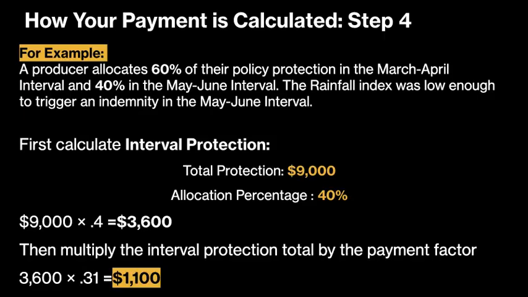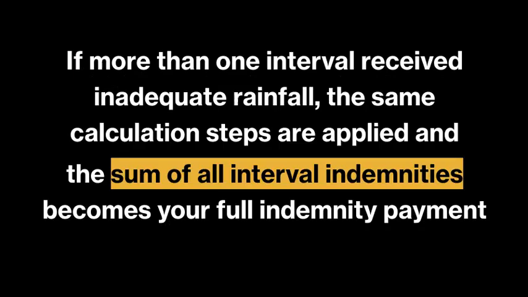This example illustrates that even though the producer insured multiple intervals, only the interval that experienced qualifying drought conditions generated a payment. Of course, drought doesn't always occur during just one part of the year.